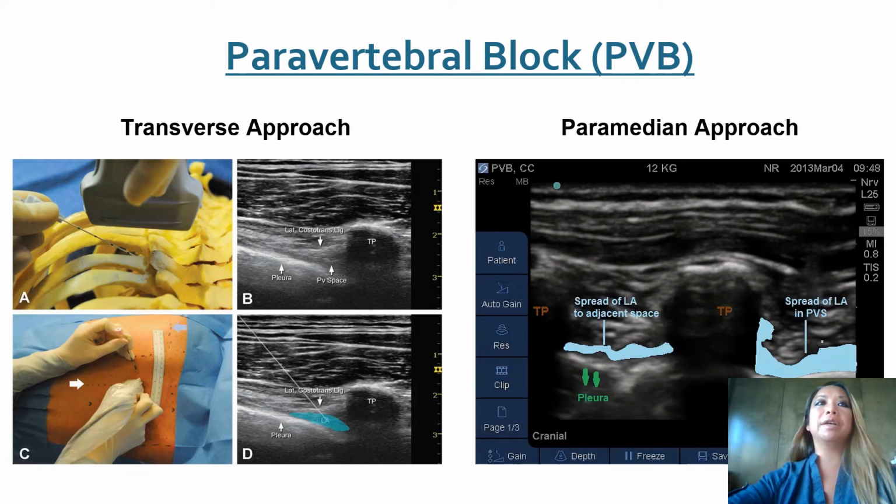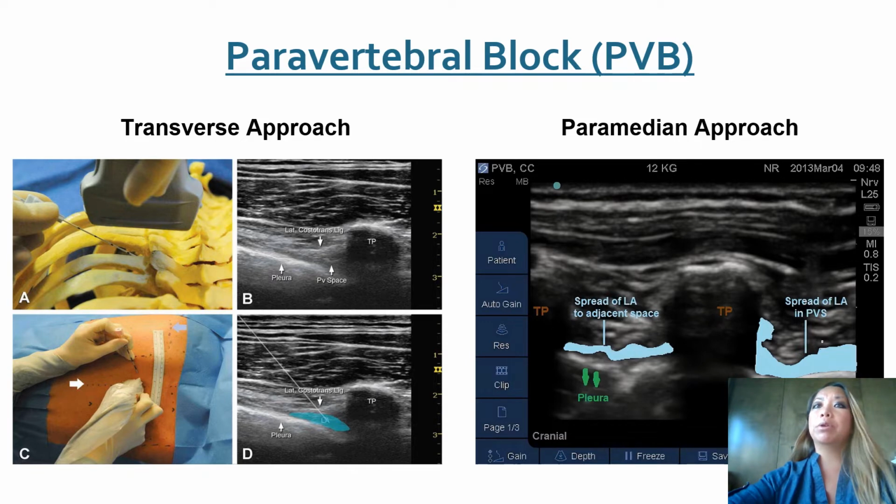Here's another depiction of the transverse versus paramedian approach for paravertebral blocks and their associated ultrasound images. Again, with the injection of local anesthetic, which is depicted in blue in these pictures, you should see a downward or anterior displacement of the hyperechoic pleura underneath. There are proponents for both approaches.